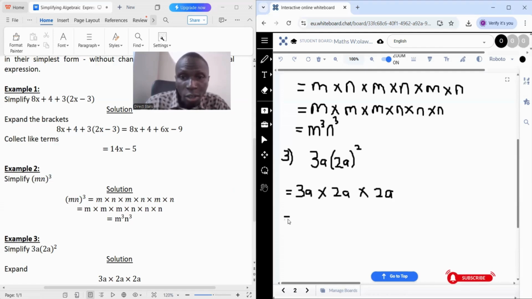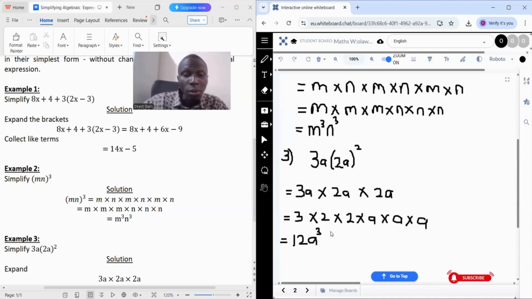Then if we multiply the numbers together, we can still have this to be 3 times 2 times 2, and also multiplying the variable, that's a times a times a. Now, 3 times 2 times 2, we're going to have this to be 12. Then a times a times a, we're going to have this to be a raised to power 3. So this example 3 has been simplified to be 12a raised to power 3.